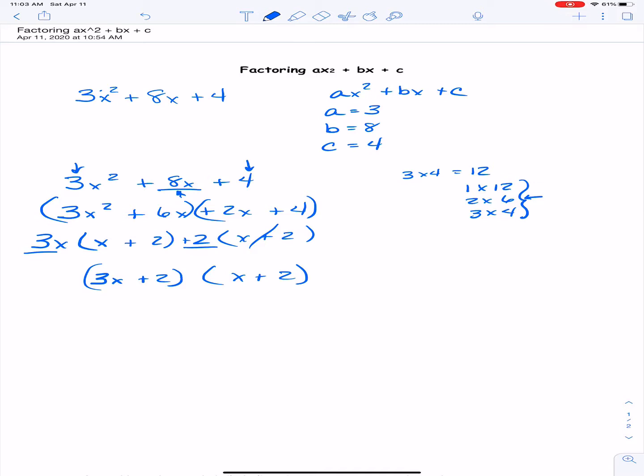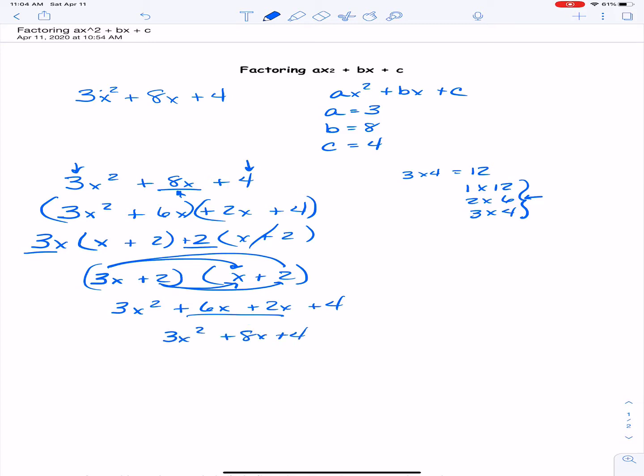You can check your answer by foiling it. 3x times x gives me 3x squared. 3x times 2 gives me 6x. 2 times x gives me 2x, and 2 times 2 gives me 4. You'll notice this looks just like what we started off with. 6x plus 2x gives me 8x. So this is our original equation, so we factored it correctly. The factors of this are 3x plus 2 and x plus 2.